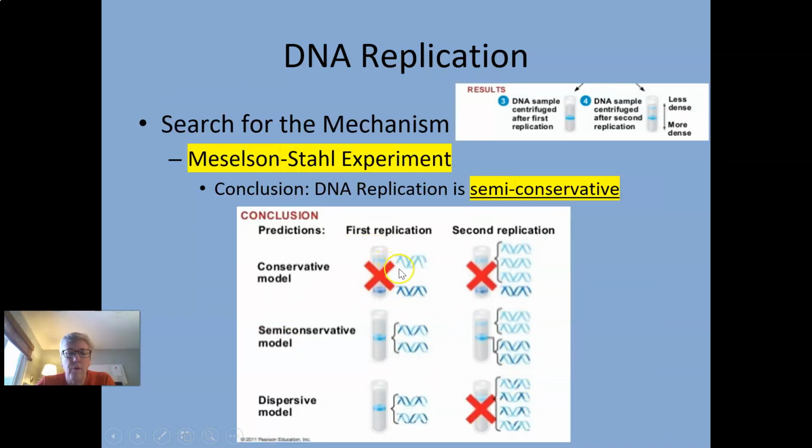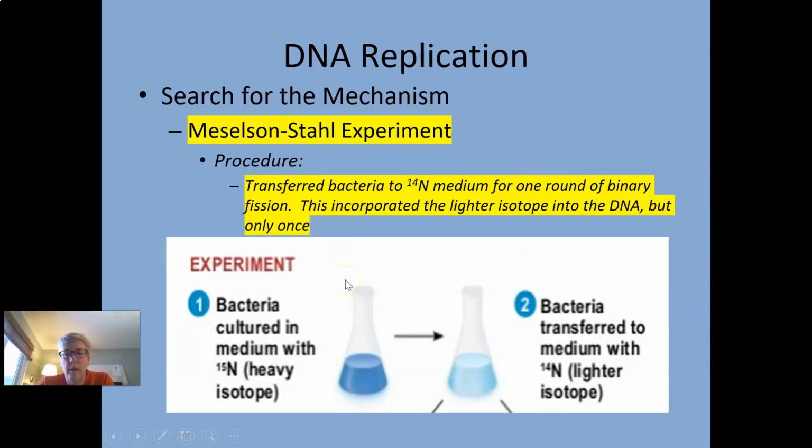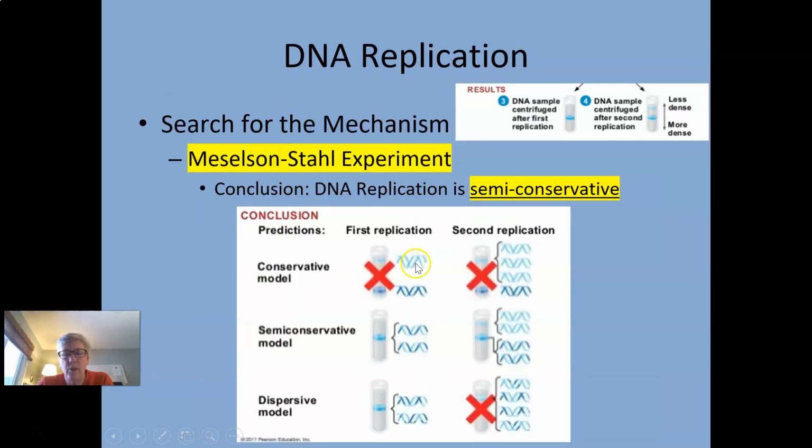All right, after the first round, if the conservative model were true, you would expect one heavy band and one lighter band. That was the expectation that they thought they would see if that conservative model was true. But after the first round, they only saw one band that was intermediate in density. So that instantly ruled out this conservative model.